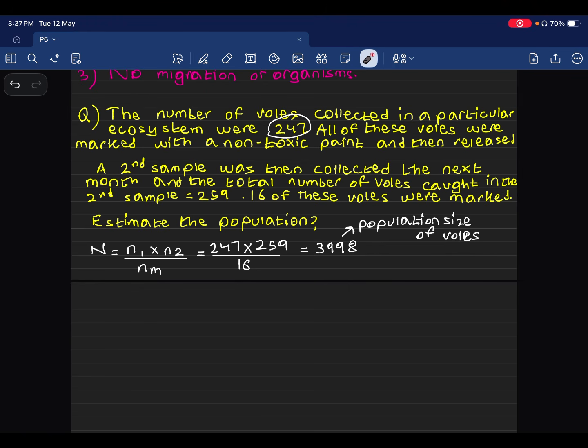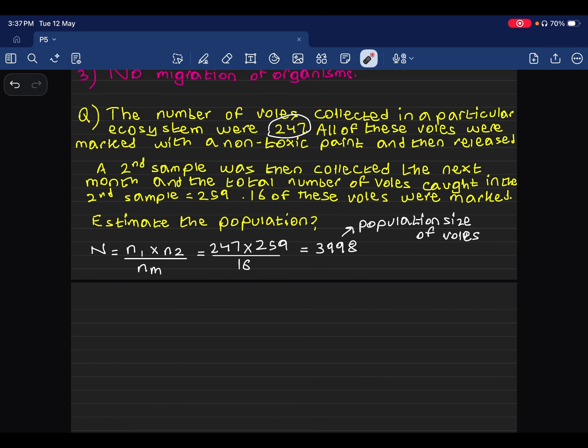Then the brown rats would again be resampled. You count them, you name this as N2. The first time you count, you name this as N1. And then out of those N2, the already marked ones are numbered as NM. Then Lincoln's index would be used, which is N1 times N2 divided by NM.